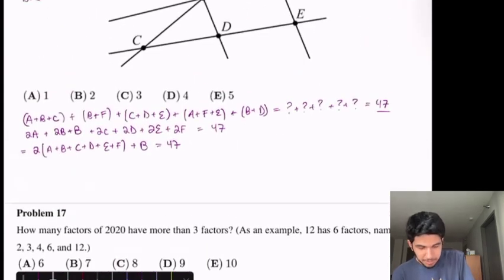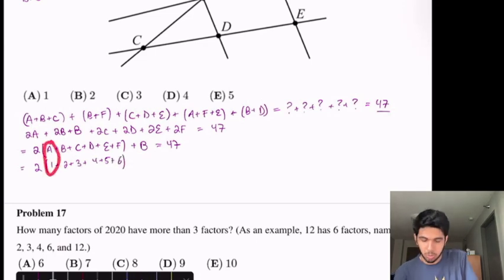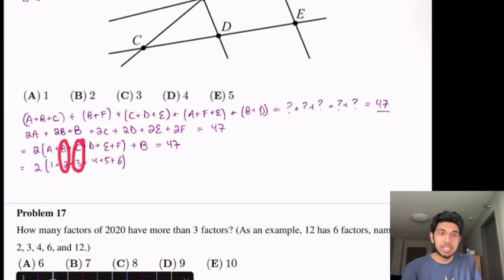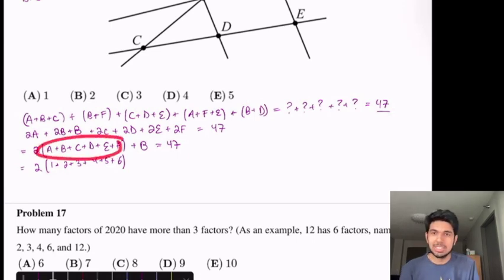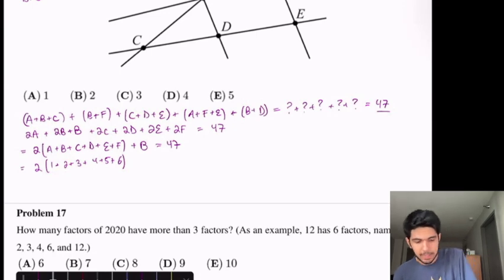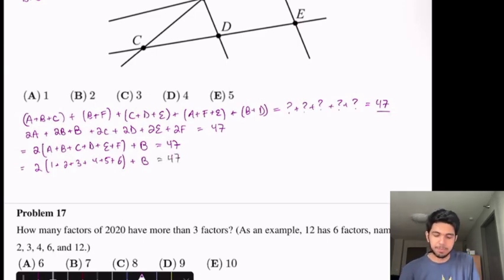So that means we can simplify this sum to be 2 times 1 plus 2 plus 3 plus 4 plus 5 plus 6. This is not to say that A equals 1 and B equals 2 and C equals 3. That may not be true, and in fact it's not true in this question at all. We're just saying that we can somehow rearrange these terms such that the assignment will correlate with 1 through 6. That's what I'm getting at. Again, we still have to add b because we don't know what it is, and in fact that's what we're solving for. And we say this equals 47.